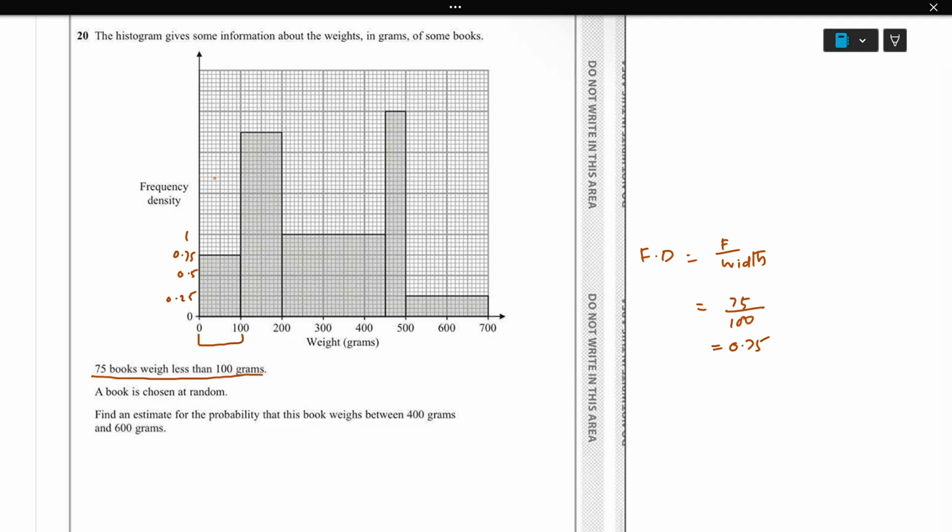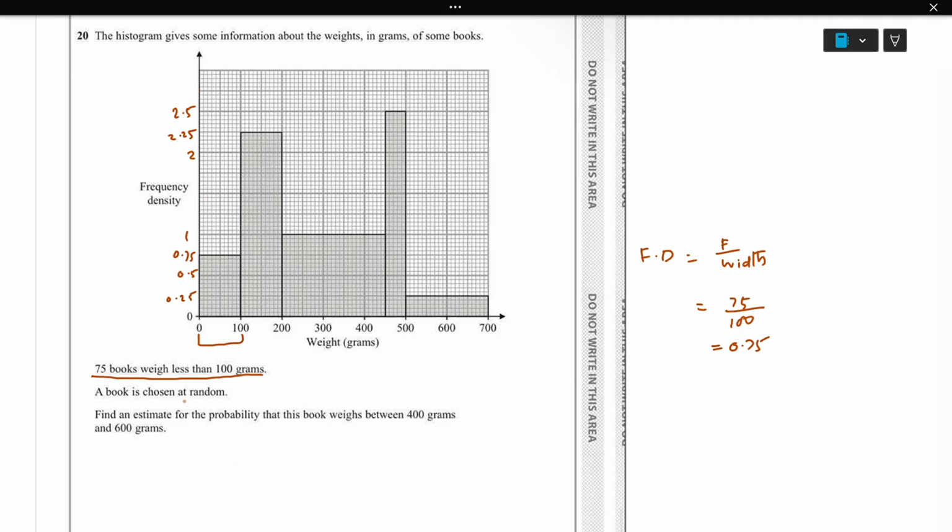1, then 1.25, 1.5, 1.75. This is 2. This is 2.25. This is 2.5. It's not required more than that.